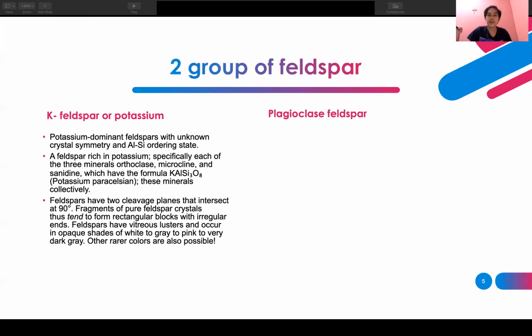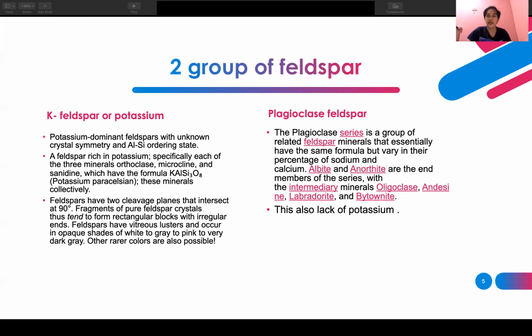Second is the plagioclase feldspar. The plagioclase series is a group of related feldspar minerals that essentially have the same formula but vary in their percentage of sodium and calcium. Albite and anorthite are the end members of the series, with the intermediary minerals oligoclase, andesine, labradorite, and bytownite. This also lacks potassium.